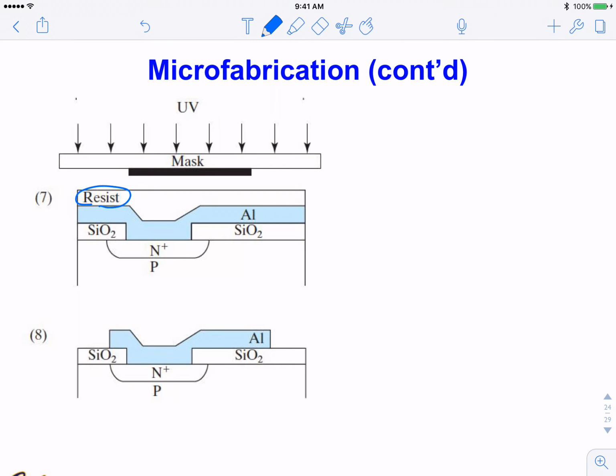You expose it, and then you etch the area that's outside the exposure area. So you pattern your metal now. So you pattern your metal, okay?